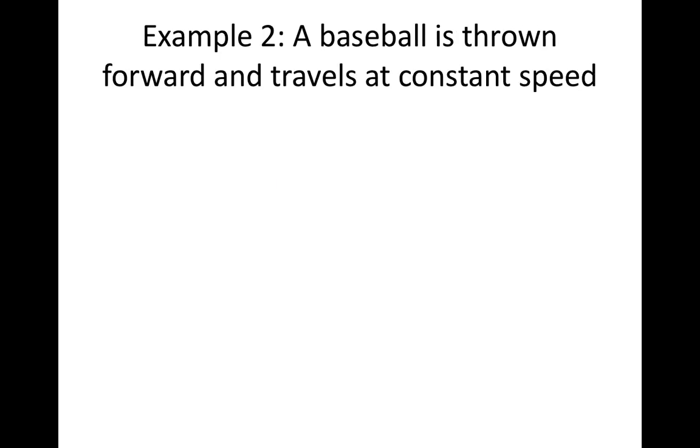Okay, example two: a baseball is thrown forward and travels at constant speed. Now this law is not so straightforward. Let's imagine a baseball thrown on a field somewhere. When the baseball is thrown, there's a force acting forward while the person is touching the baseball. But once it's let go, there is no forward force. The object moves forward because of Newton's first law. The object moves forward because it's in motion and it wants to stay in motion. So it's moving forward even though there is no forward force.